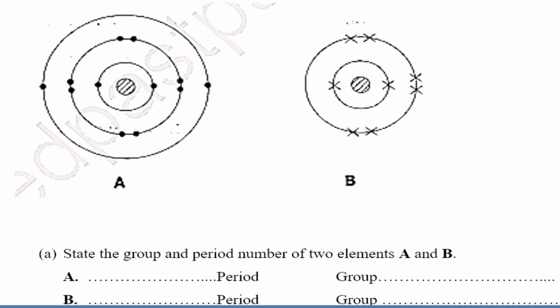Now element A, they are saying, contains, you can see the number of electrons in the outermost shell, that is 2, and also for element B we can see the number of electrons in the outermost shell, that is just 6.